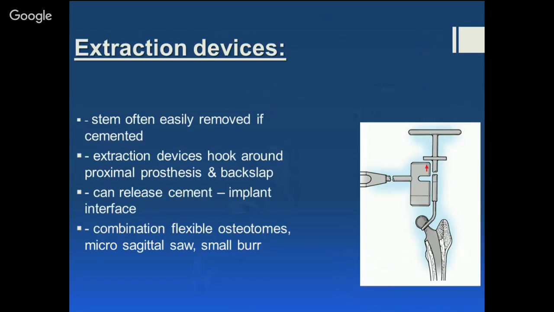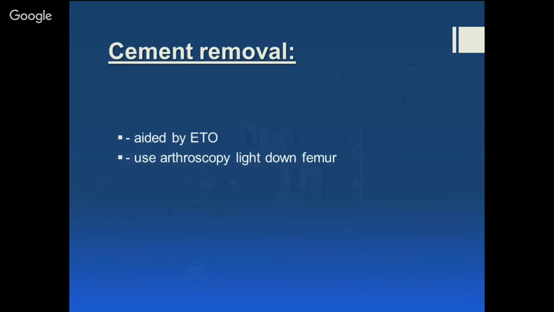Now there is the extraction. In the maximum number of cases, we have found that the stem is very loose. We just hold the stem, we pull it and it comes out. But there are different extraction devices. There is an extractor which is attached to the stem, and we can remove it. Sometimes there is a hook, and we can remove it. Now there is a combination of flexible osteotomes, a microsagittal saw or a small burr.